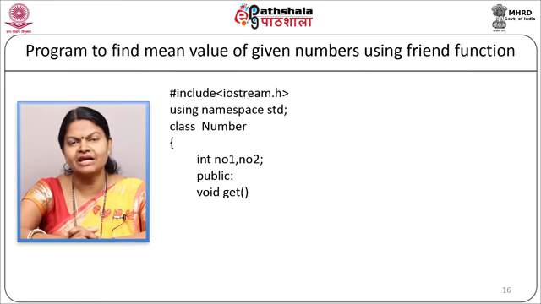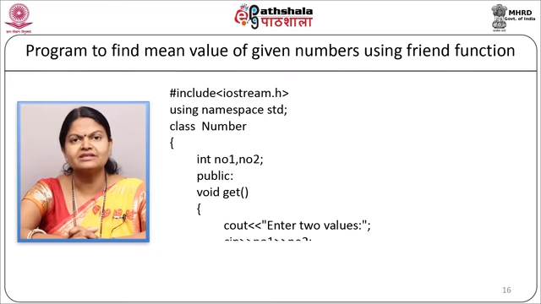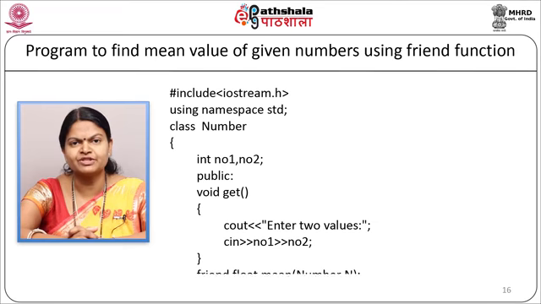Inside get we will have the code: cout "Enter the two numbers". We will take the two numbers from the user as cin number1 number2. Our member function will end. Now we will have one function which will be a friend of this particular class. Only the prototype of this function will come. It will be friend float mean, and inside the brackets, Number n.